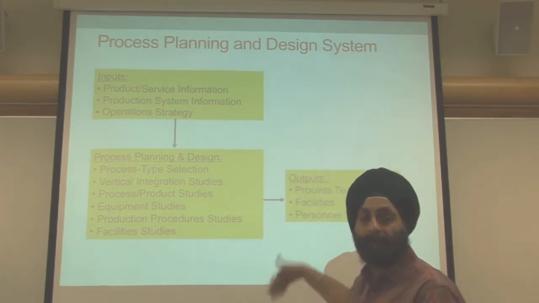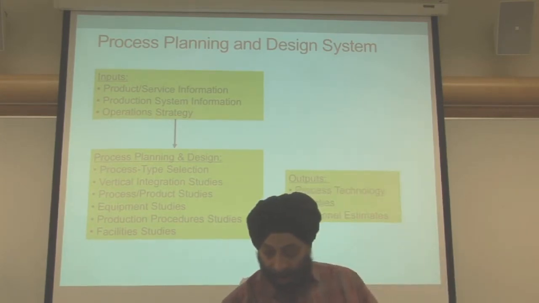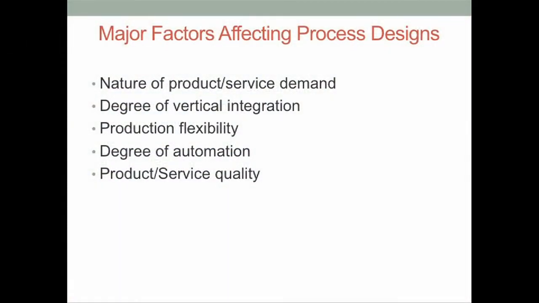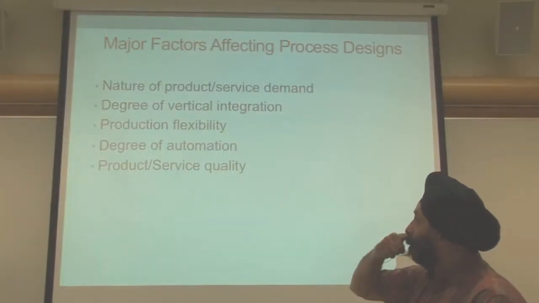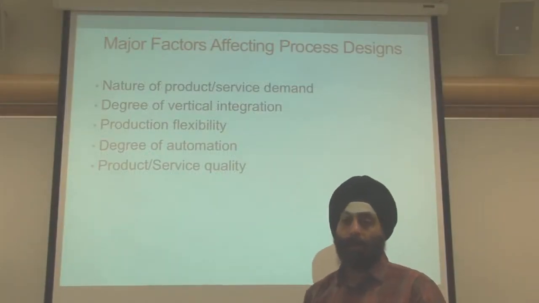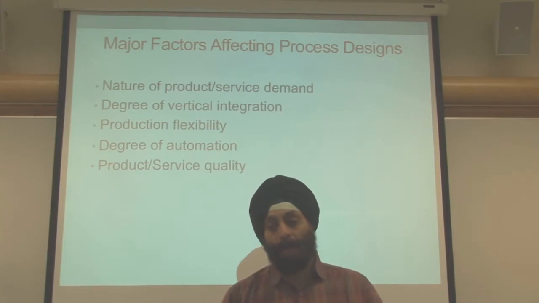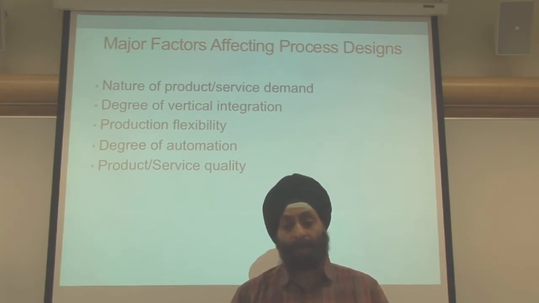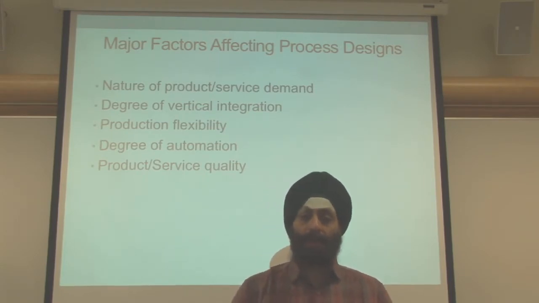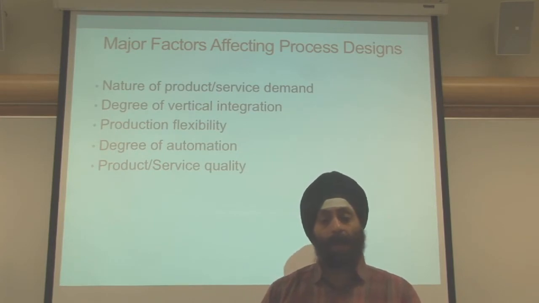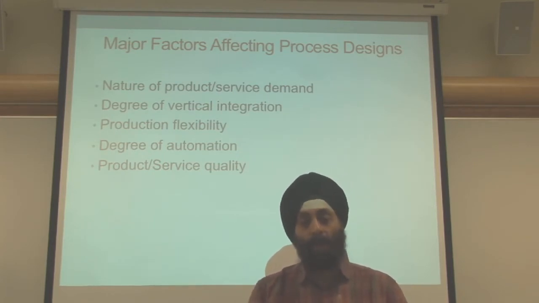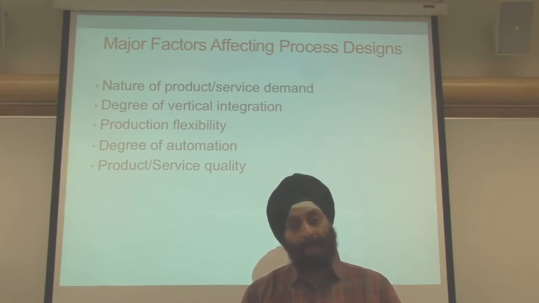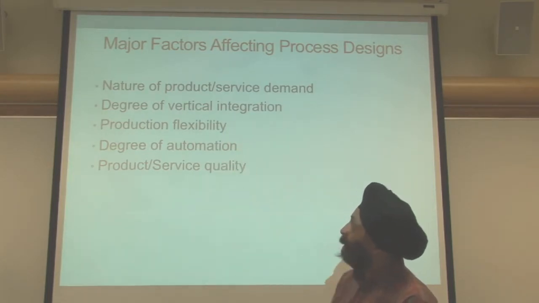So those are the type of things that will come back in this case. In terms of major factors affecting process design is the nature of product or service demand. Are we a major production house that makes mass production of certain types of products which are easy to produce, but we need large quantity, or are we a designer house producing one-of-a-kind, low quantity type of product? What is the nature of the demand?